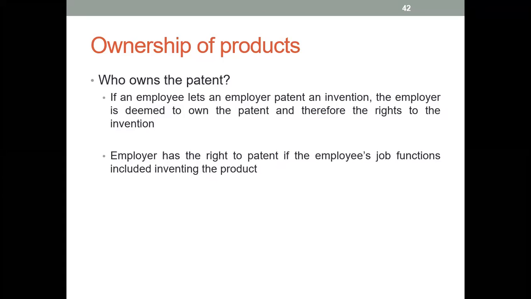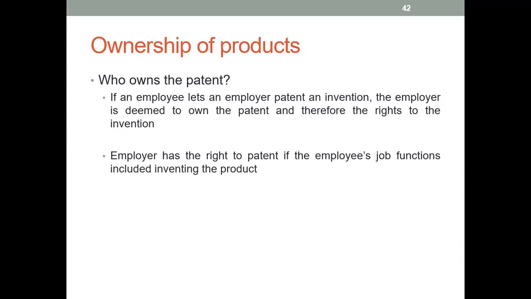But then under patent law, it is important to know who files the patent application. So if an employee lets an employer patent an invention, the employer is the holder of the patent, and therefore all the rights of the invention go to the employer.